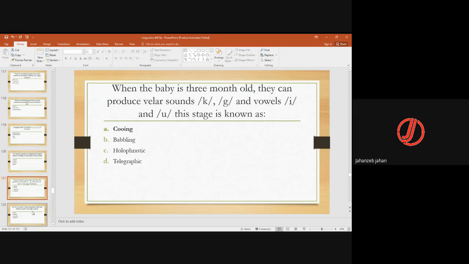When the baby is 3 months old and can only produce clear vowel sounds like ka, ga, जो बच्चे शुरू में बोलते हैं, this stage is called cooing.